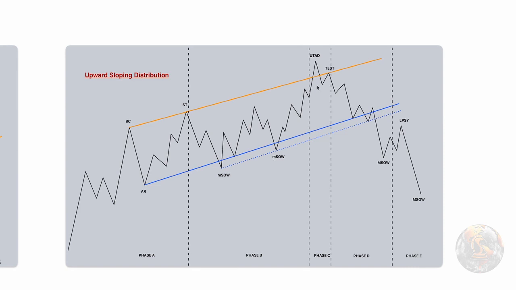Same again, of course. You don't trade it until it starts to break, as it's a momentum play. And when you go into phase D and you lose the channel and you get your bounce, your last point of supply, your major show of weakness, that's where you want to start actioning trades.